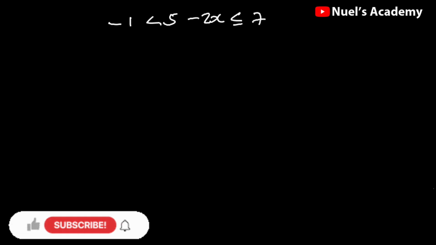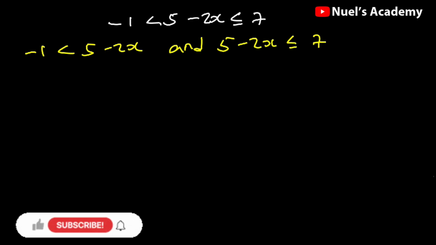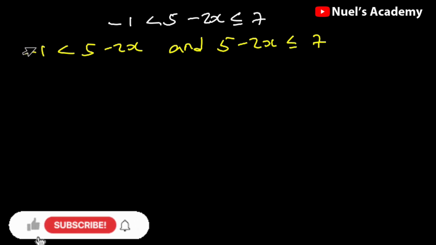So the next question we're going to solve is negative 1 is less than 5 minus 2x is less than or equal to 7. So let's split the inequality. We have negative 1 is less than 5 minus 2x, and 5 minus 2x is less than or equal to 7. So let's take this 5 to the left hand side.